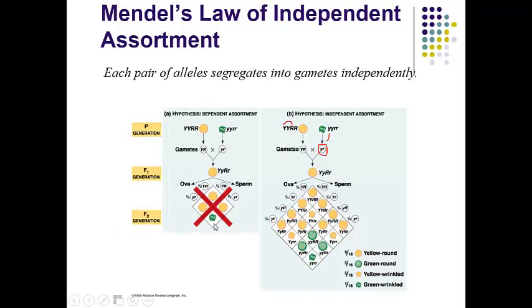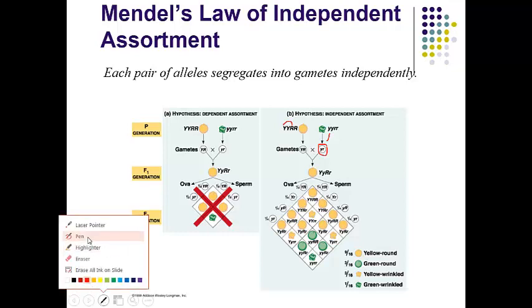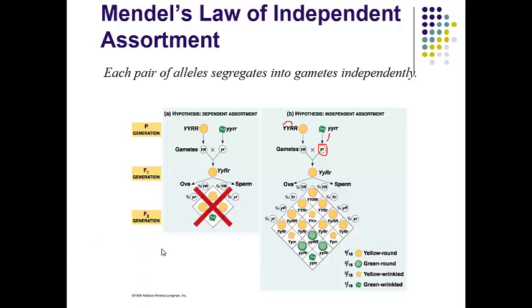Mendel's third law of inheritance is called the law of independent assortment. The law of independent assortment states that the inheritance of one character does not affect the inheritance of another character. So just because you inherit blonde hair does not mean you're going to inherit blue eyes. Another way to say this is that each pair of alleles is going to segregate into gametes independently.